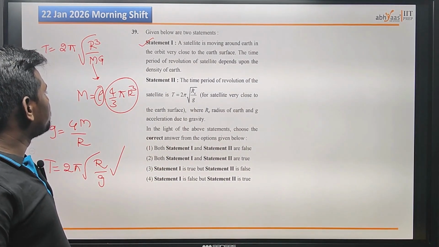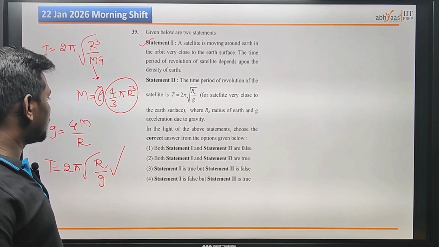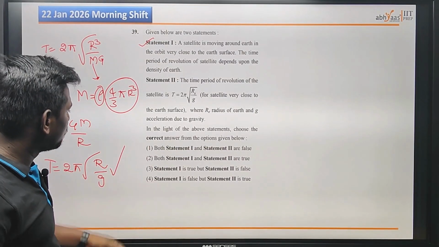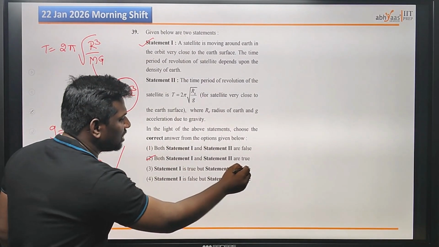So 2 statements are true. So which is the correct option? Both statement 1 and 2 are true.